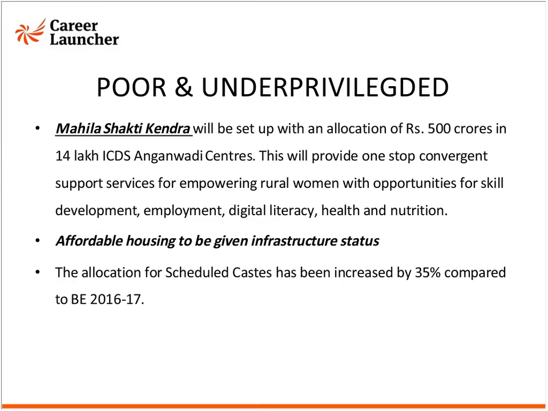And now I have discussed affordable housing to be given an infrastructure status. I discussed it earlier in affordable housing. This will again benefit the poor and underprivileged section of society, because you're trying to improve the availability of households to them. And secondly is the allocation for scheduled caste. As a total, it has increased by 35%.